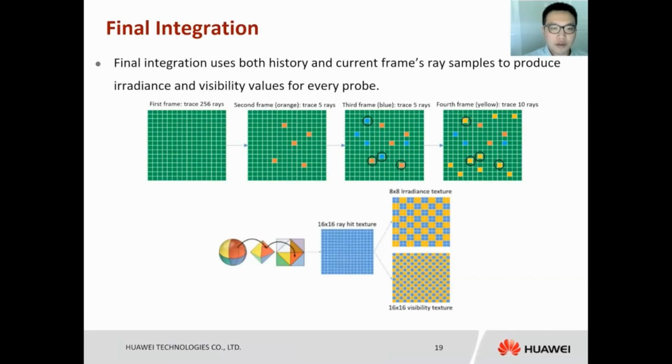Our final integration reuses both the history ray samples and the current frame's gathered ray samples to produce an irradiance visibility for every probe. As shown in this example, in the first frame we trace 256 rays, as there isn't any reuse possible. When we arrive at the fifth frame, all these colored texels, other than green, are what's been updated between the first frame and the fourth frame. So in the fourth frame, we use both the green texel from the first frame as well as the rest of the texels updated after then to compute the integrated irradiance visibility.